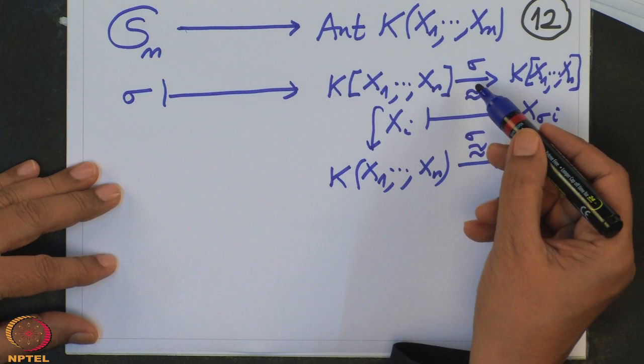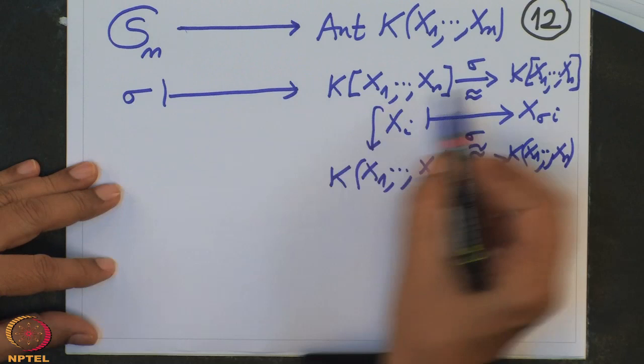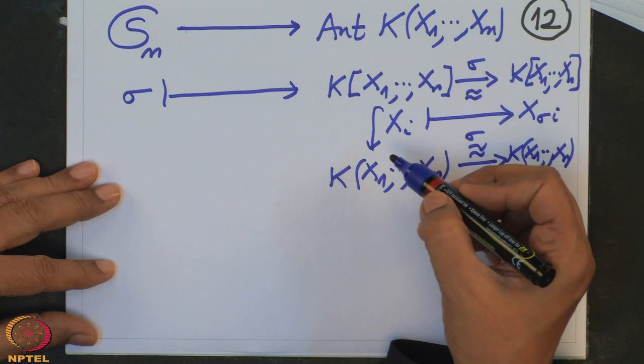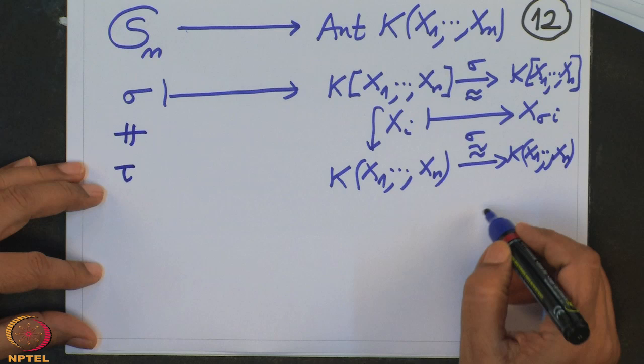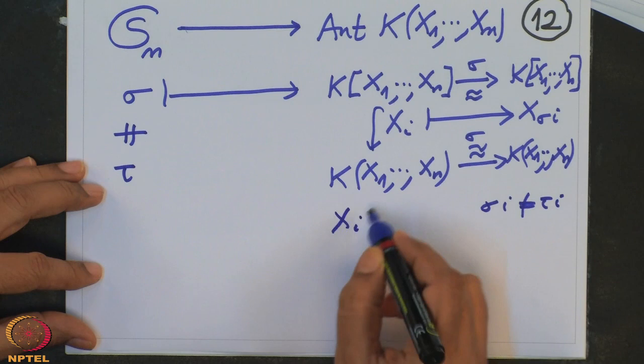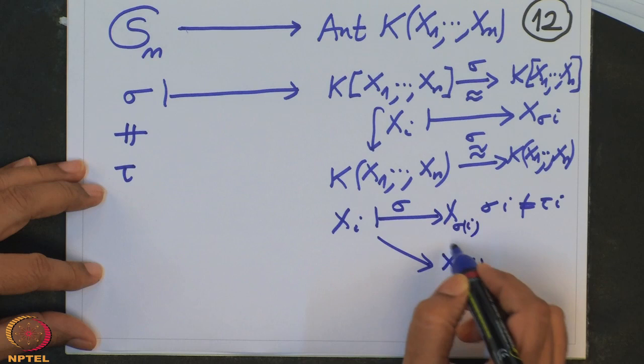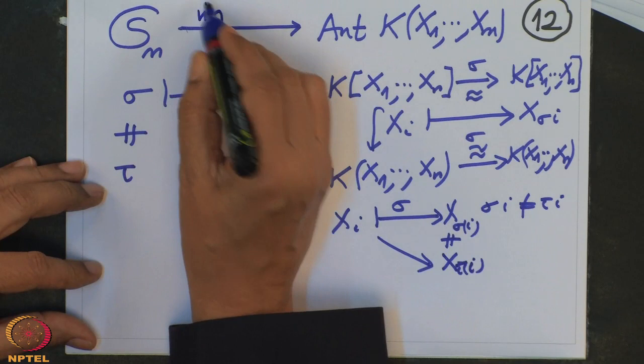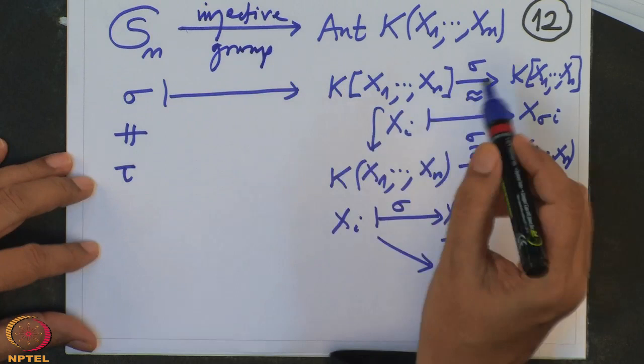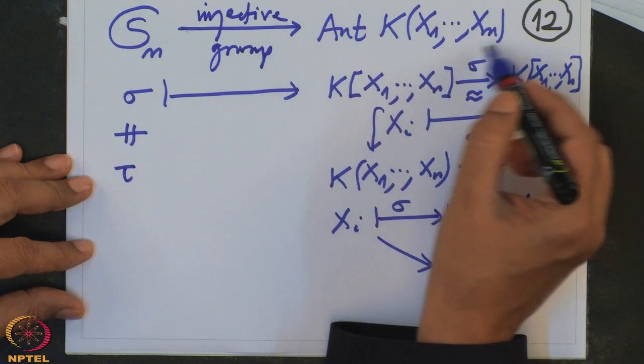In other words, if sigma and tau are different, these automorphisms are different, clear, because xi goes to x sigma(i). If sigma is not equal to tau, then at least one sigma(i) is not tau(i), and therefore xi under sigma goes to x sigma(i), and under tau goes to x tau(i). But these are different, therefore the automorphisms are different. So it is an injective group homomorphism. Therefore this finite group Sn is a subgroup of this automorphism group.